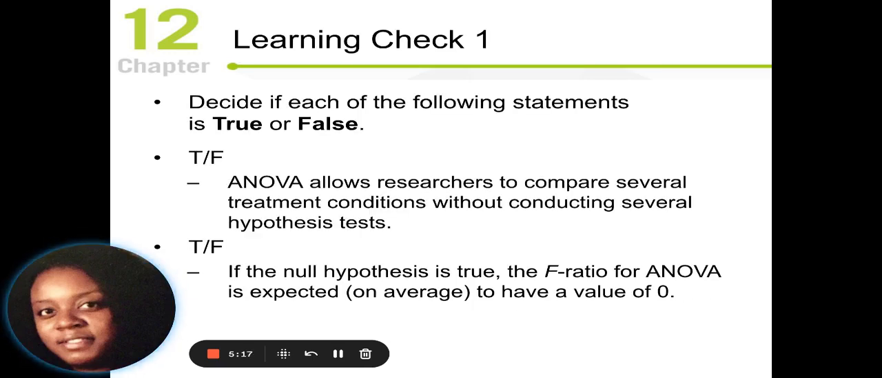So let's go ahead and do a learning check. True or false? An analysis of variance allows researchers to compare several treatment conditions without conducting several hypothesis tests. And if the null hypothesis is true, the F ratio for the analysis of variance is expected on average to have a value of 0. Take a few moments to think about what might be the correct answer.